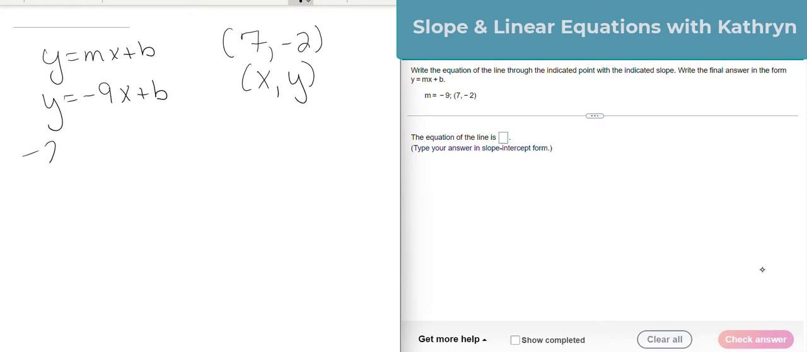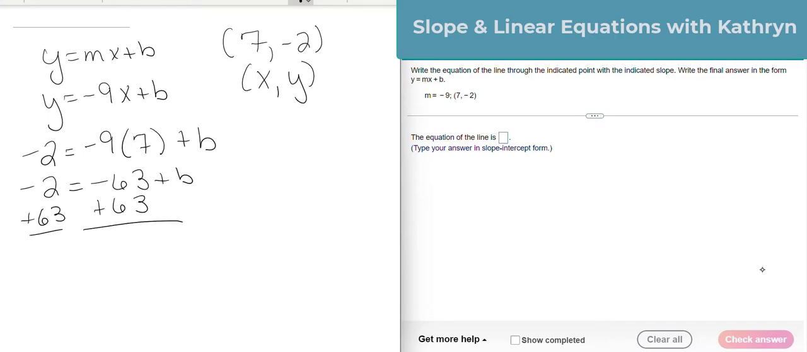We're going to have -2 for y equals -9 times x, which is 7, plus b. Now you're going to notice the only variable we have left is b, so that's what we're going to solve for. We'll have -2 equals, now -9 times 7 is -63, plus b. I'm going to add 63 to both sides. So it turns out that we have 61 equals b.